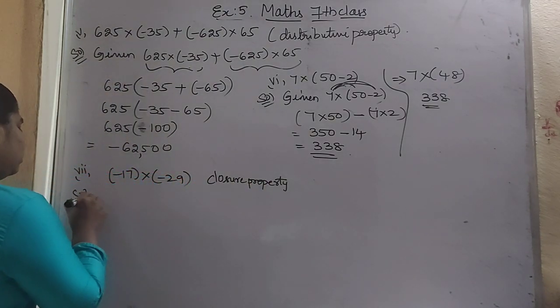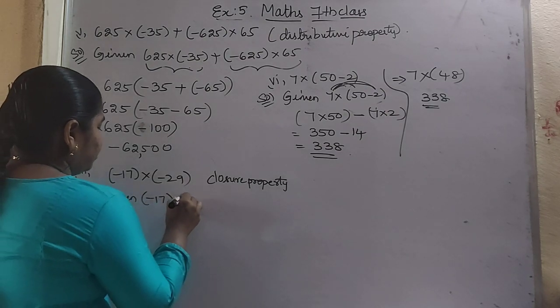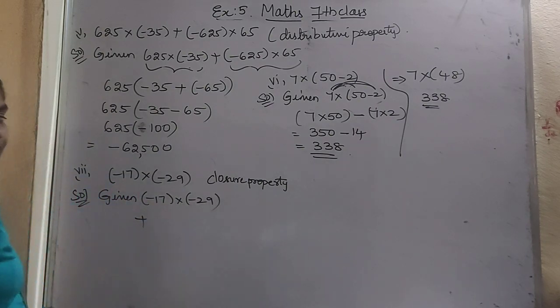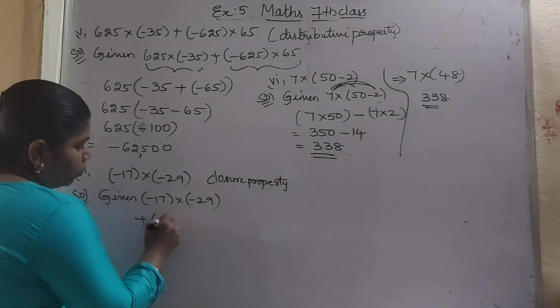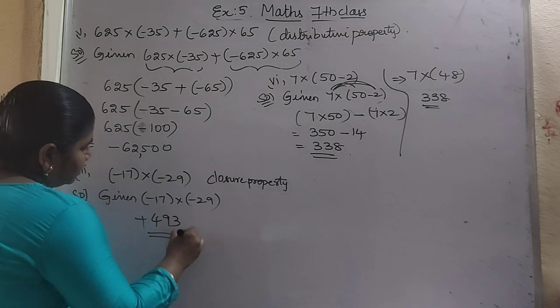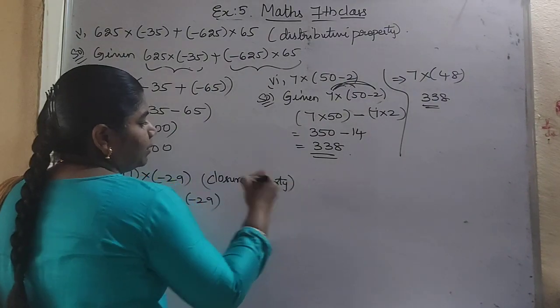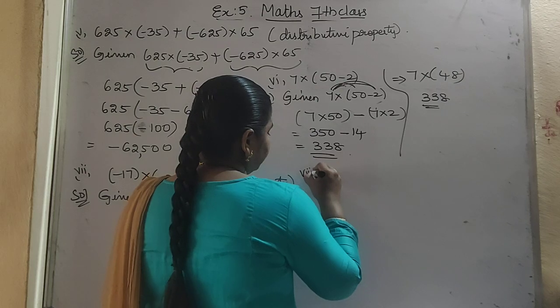so given minus 17 into minus 29. So minus into minus will be plus. Now 17 into 29 will be equal to 493. So this is the answer for the seventh one by using the closure property. I have applied the closure property here. Okay, next is the eighth one.